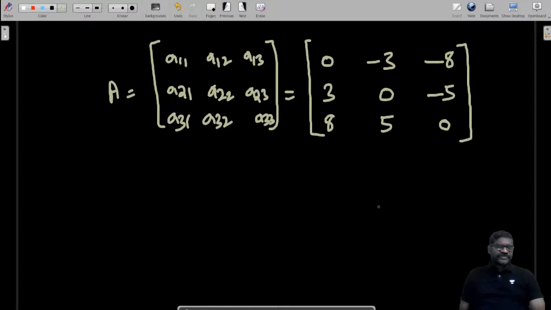Observe. Yeah, all the leading diagonal elements are 0. Matrix is 3 cross 3.